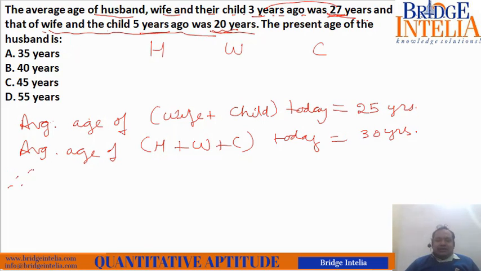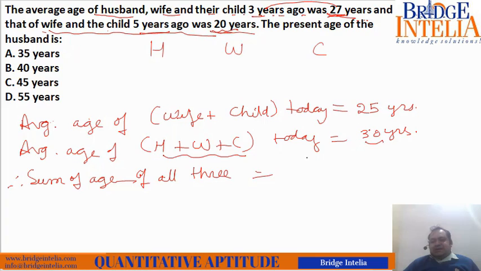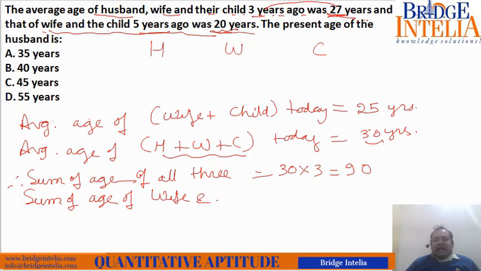So now let's solve this. Therefore, the sum of ages of all three family members is 30 into 3, because the average of 3 people is 30. So 30 into 3 is equal to 90. Whereas for the wife and child, their average today is 25, so their sum today would be 25 into 2, that is equal to 50.